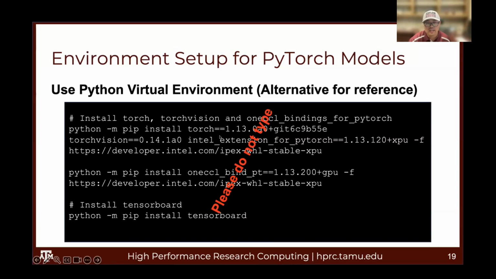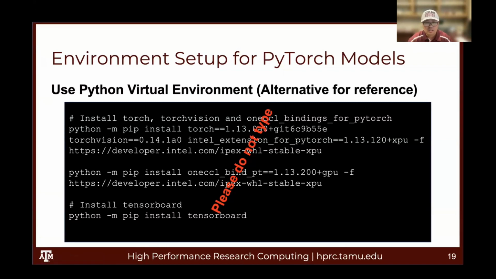Here, I would like to point out that if you want to install Torch and Intel Extension for PyTorch, when you use the AI toolkit, this has already been installed for you, so you don't have to worry about this. But if you want to install them by yourself, you have to care about the versions. For example, Torch is 1.13, and you will have to use the matching version of Intel Extension for PyTorch. Here, also 1.13.